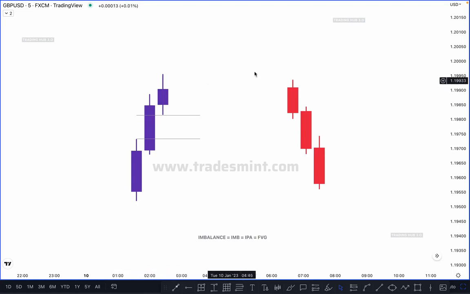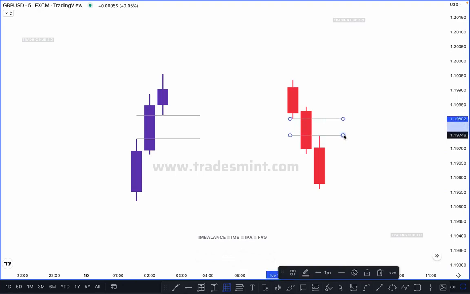Okay, and the same thing works in a bearish market. In a bearish market, you have to mark the first candle low here, correct, this low is here, and the third candle high here, right? So this zone is our imbalance zone.